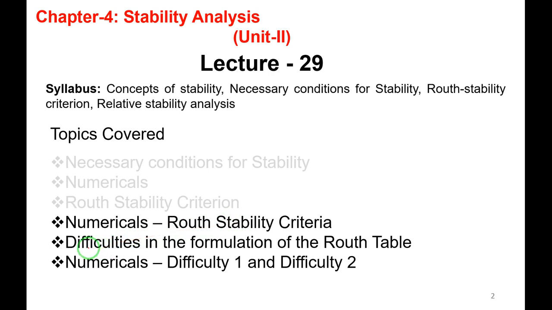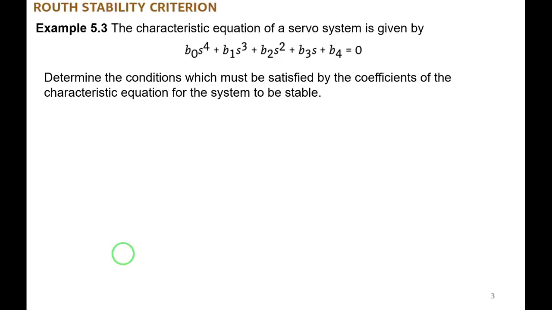Then we will see what the difficulties or special cases involved in the formulation of the Routh table are. We call them difficulty 1 and difficulty 2, or special case 1 and special case 2, and we'll be solving a few numericals based on that also, all right? Okay, we'll take up this numerical.